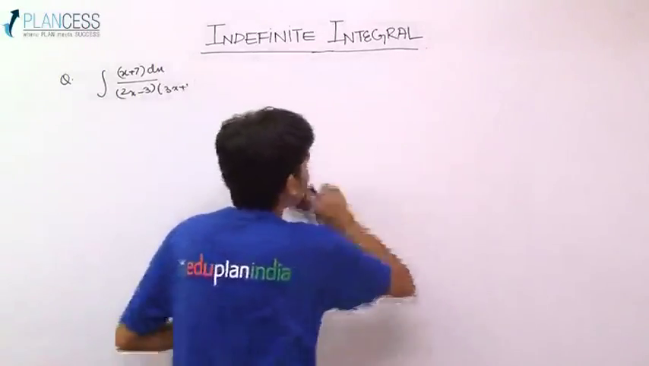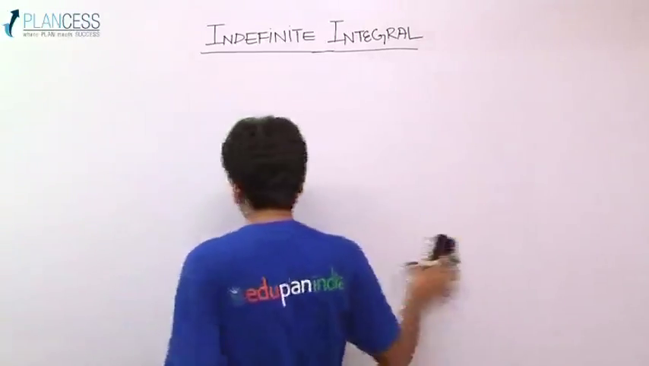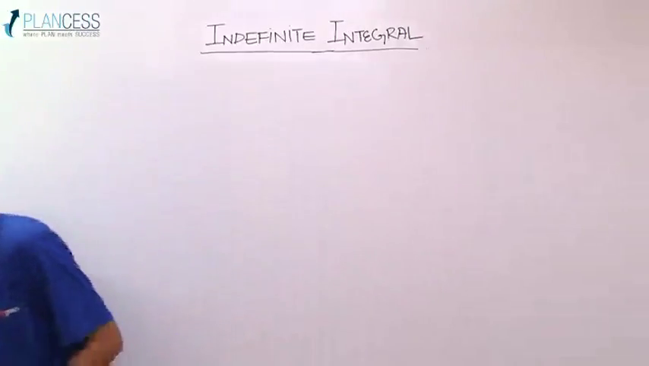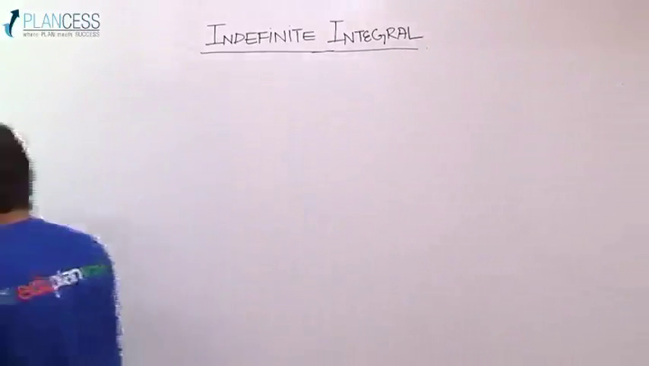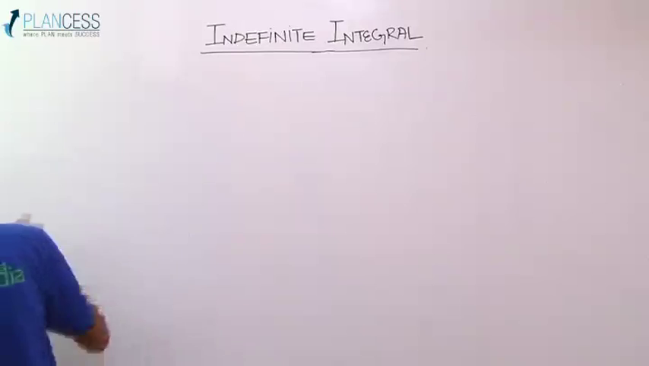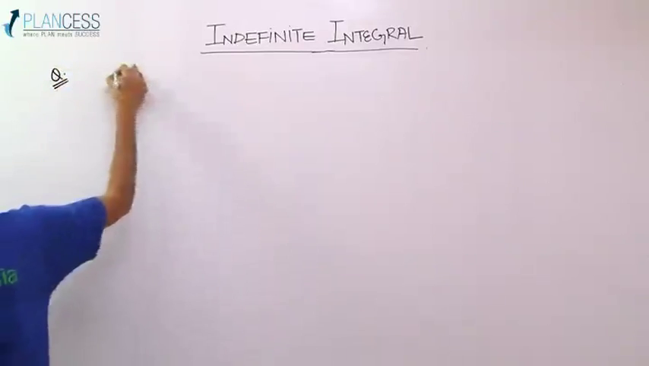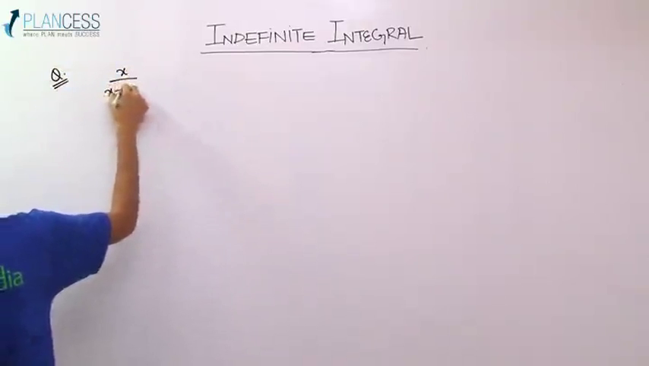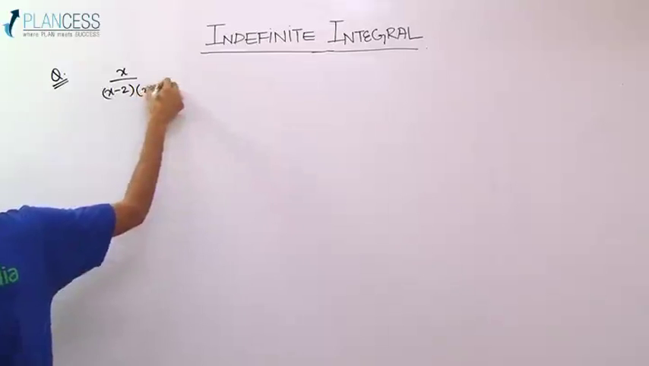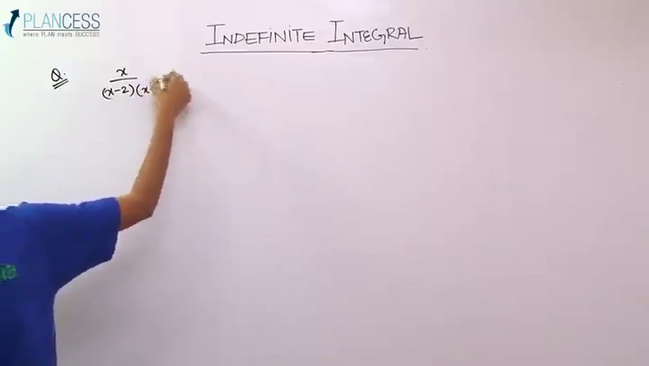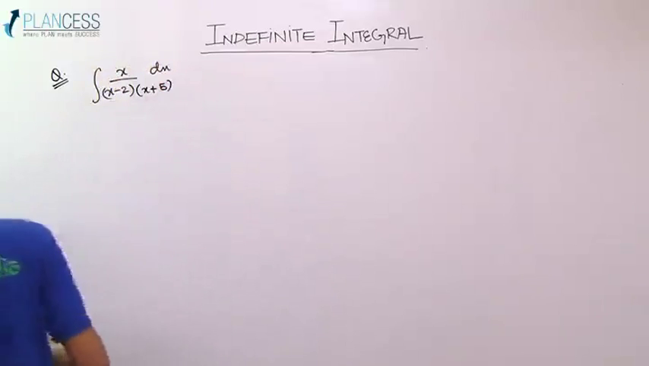Okay, so partial fractions, a third and last standard method actually, there are other tricks also. Okay, so let's do a proper question. Okay, so we have a question here. It says x upon, this is also easy, (x minus 2)(x plus 5) dx. Okay, so we have this.